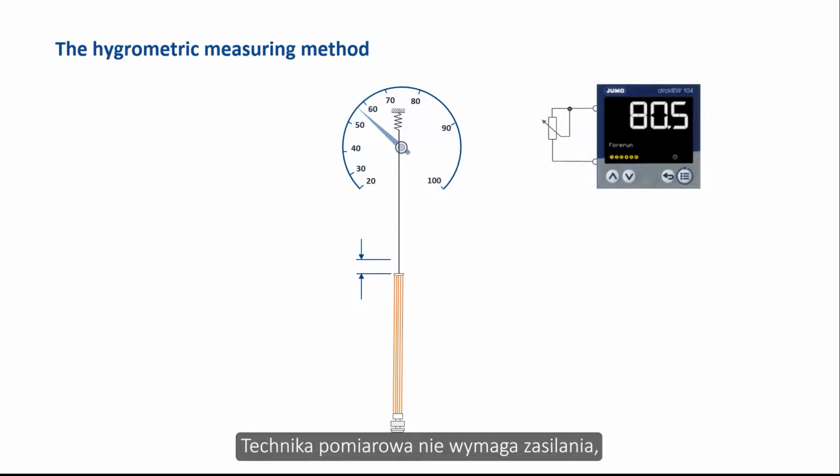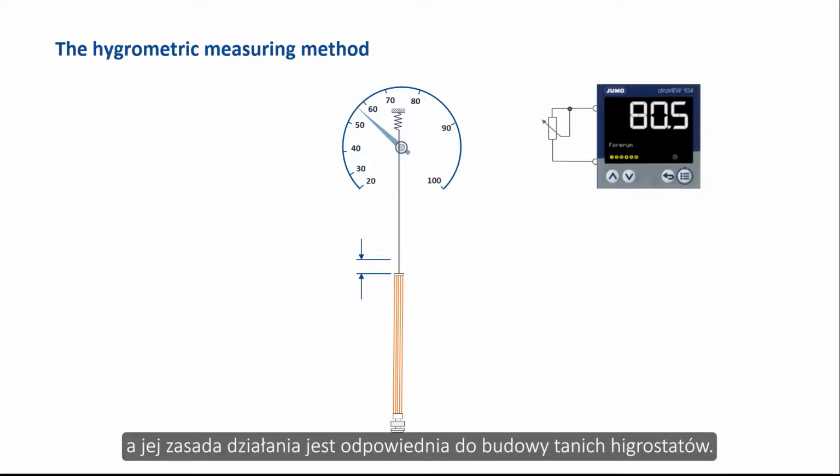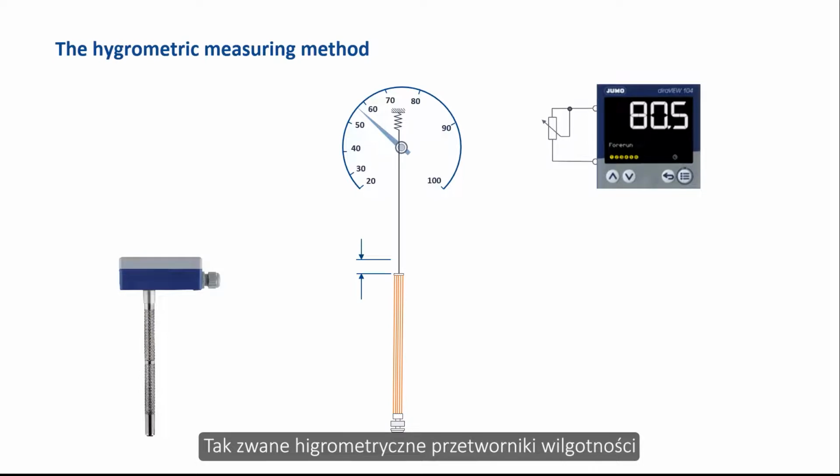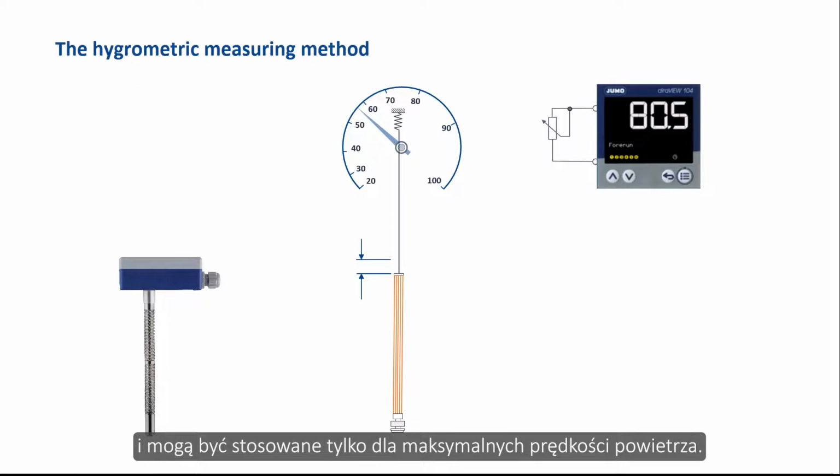The measurement technique does not require power supply, and the principle is well suited for low-cost hygrostat construction. It cannot be used in very hot gases and is not suitable for measurement in low humidity. The so-called hygrometric humidity transducers show a relatively sluggish response and can only be used for maximum air velocities.